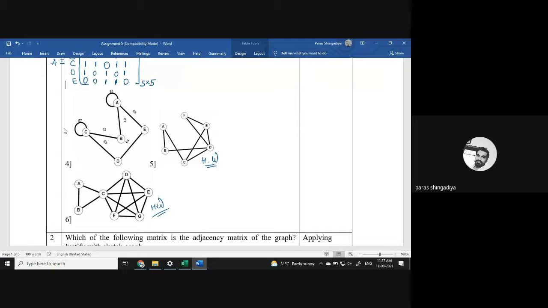Yes, you have done it. Any confusion in the answer? Okay. Now 5 and 6 are for your practice. Let's do it. It is a similar one, no change. And now question number 2.